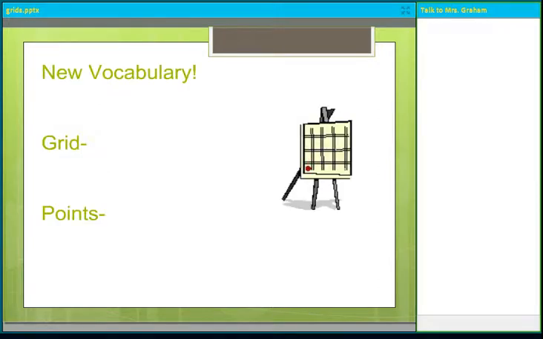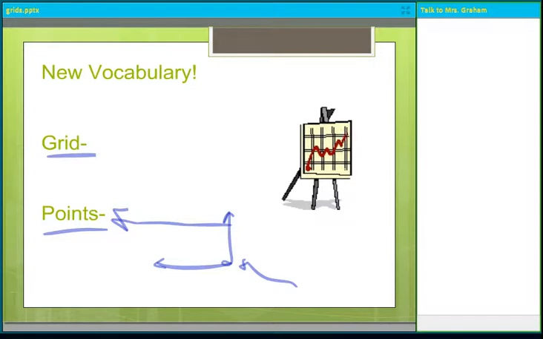So let's take a look. Here are our vocabulary words: grid and points. Now, we're used to point from our other things that we've done. Remember, a point on our line segment. So, point literally just means dot. It doesn't change at all with our math stuff. A point literally just means the dot.